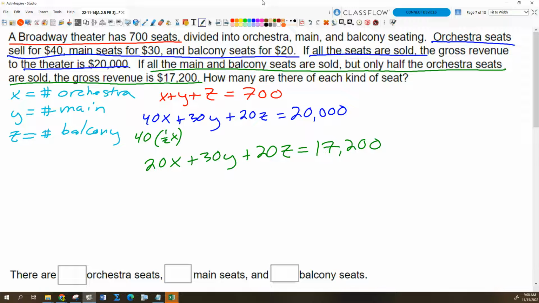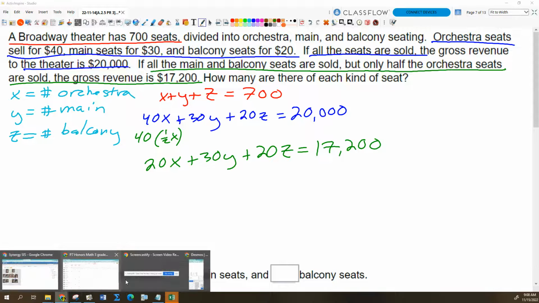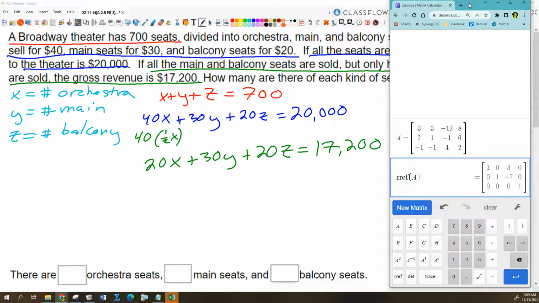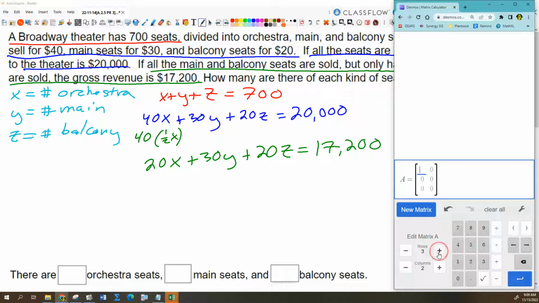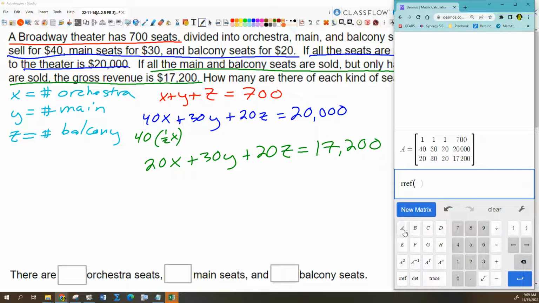There's our 3x3 system. We could just quickly throw that into a matrix, right? Let's do that super quick. This Desmos matrix, I mean, this is a fast process, isn't it? It's really not a big deal. Okay, so new matrix, 3x4. What's my first row going to be, everybody? 1, 1, 1, 700. Okay, next row. Okay, next row. Okay, good. Save that. RREF of A.